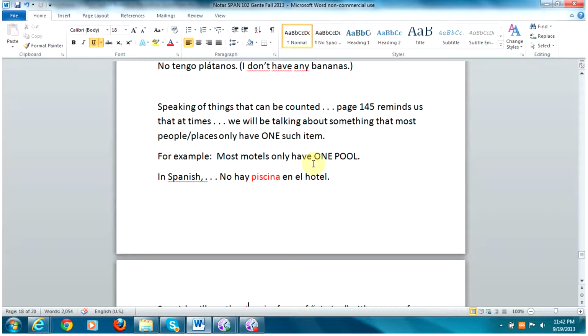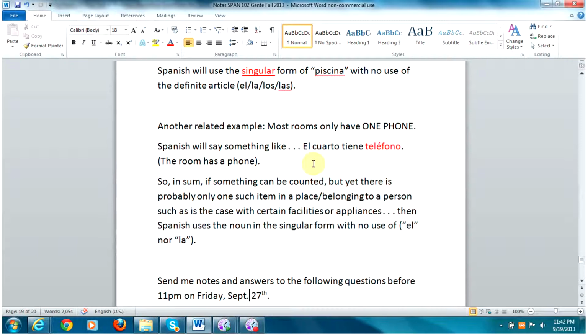Speaking of things that can be counted, on page 145 of your textbook, it reminds us that at times we will be talking about items that really there's only one of them in the room, or one of them in a place, or a person only owns one of them. For example, most motels or even hotels have only one pool. So in Spanish we would say no hay piscina en el hotel. We would put pool, piscina, in the singular. There is no need for el or la.